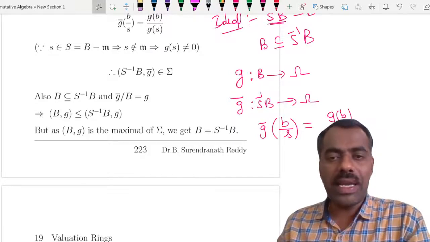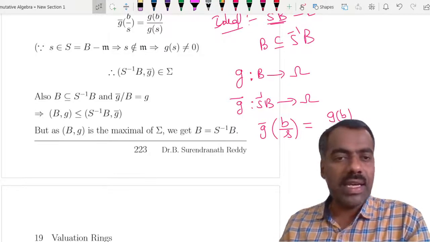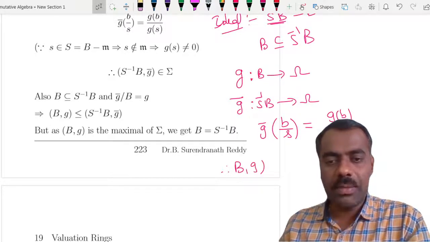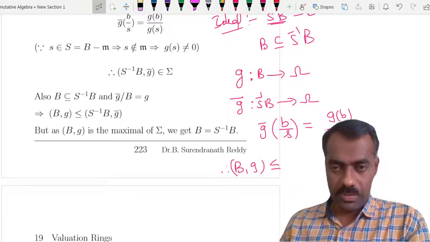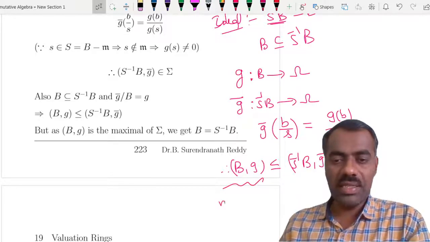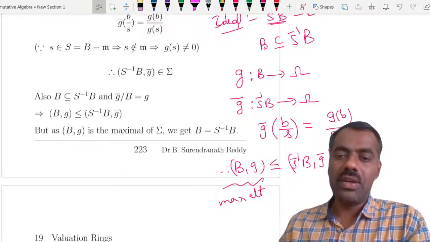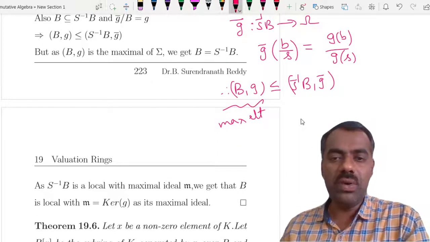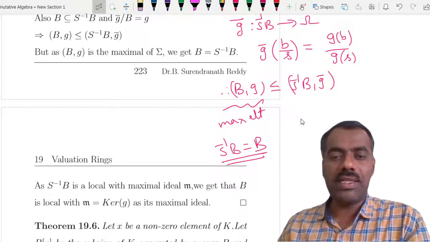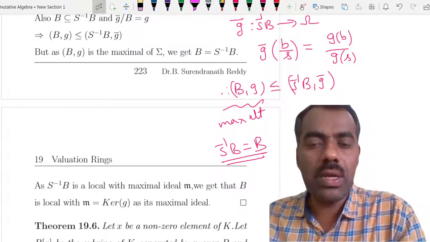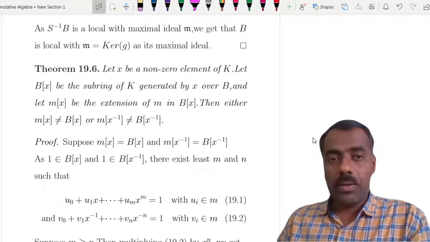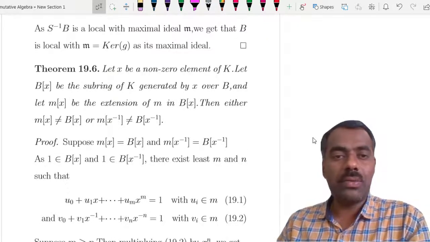Because G bar extends G and B is contained in S inverse B, what we can observe is that (B, G) is less than or equal to (S inverse B, G bar). But this is a maximal element, right? Which shows that this has to be equal to this. Therefore, S inverse of B is B, and because it is a local ring, B is also a local ring with maximal ideal M, right? Fine.